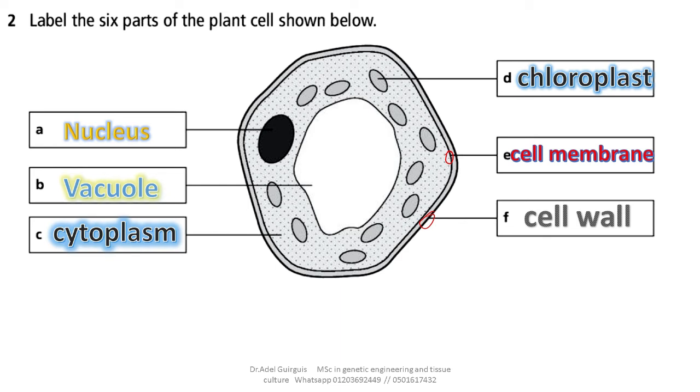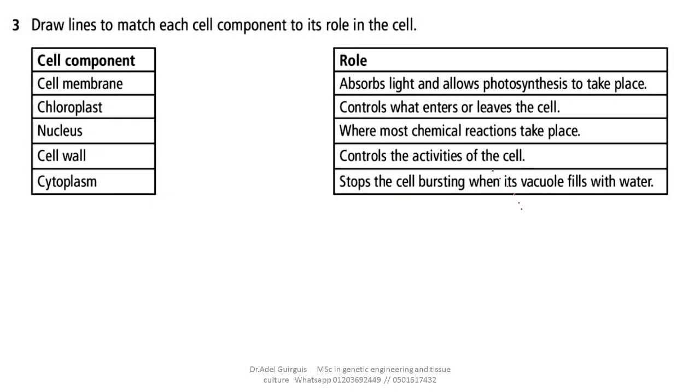Now, look please at question number 3. Here, draw lines to match each cell component on the left to its role in the cell on the right. The cell components are cell membrane, chloroplast, nucleus, cell wall, and cytoplasm. The cell membrane controls what enters or leaves the cell, so draw the line by ruler like this.